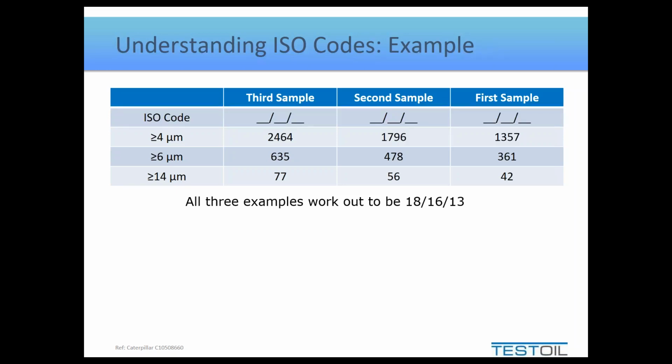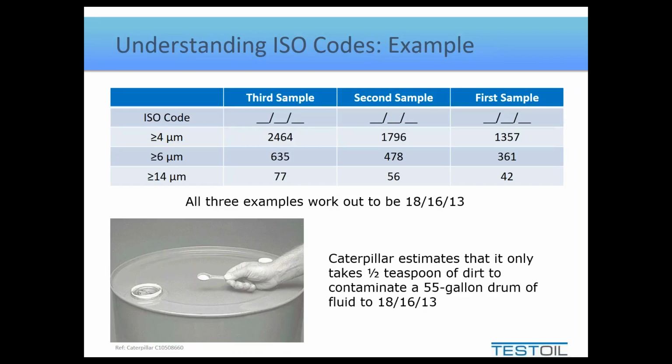And Caterpillar took a drum, which means 55 gallons, 205 liters, of oil, and they found to contaminate that entire drum of oil to a level of 18, 16, 13, it only took a half a teaspoon of debris. So 1/2 teaspoon of particulate can take a drum from essentially no particle count all the way up to 18, 16, 13. So half a teaspoon doesn't seem like much, but 18, 16, 13 is often considered to be an upper limit in many different industrial systems, that they would not want the concentration any higher than that, and if it was a particle count higher than that, action would be required.